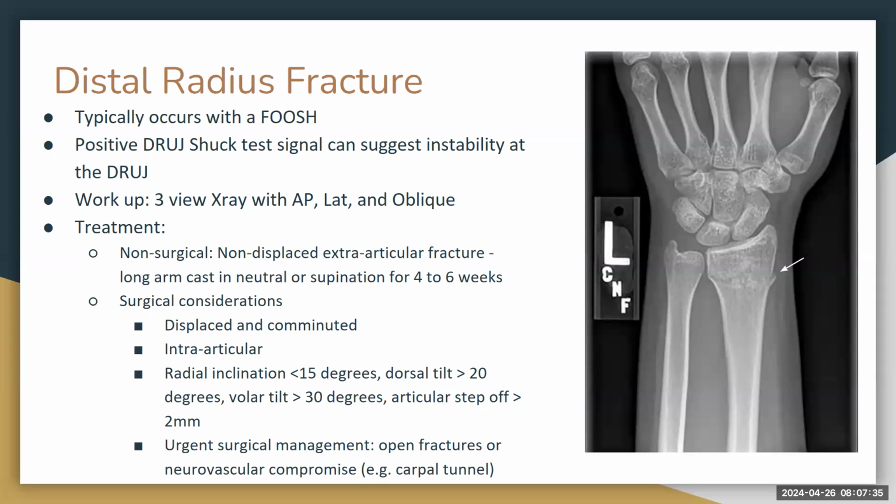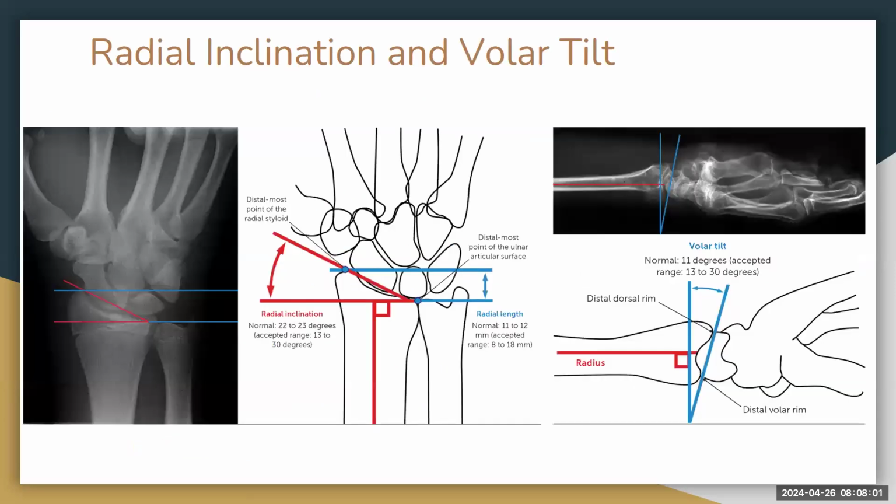Surgical considerations would be displacement, comminuted, intra-articular, and then some angulations of the radius. So inclination less than 15 degrees, dorsal tilt greater than 20, volar tilt greater than 30, and then articular step-off greater than 2 millimeters. Of course, if you have an open fracture, or there's neurovascular compromise, that's a big deal and needs urgent surgical management.